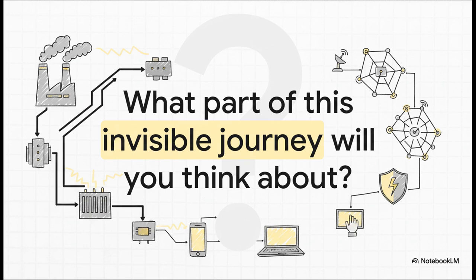So, from the huge choice of current that powers our grid, to the tiny electronics that tame it, to the networks that power our conversations, and finally, to the safety systems that protect us, it is an extraordinary, invisible journey. So the next time you charge your phone, what part of it will you think about?